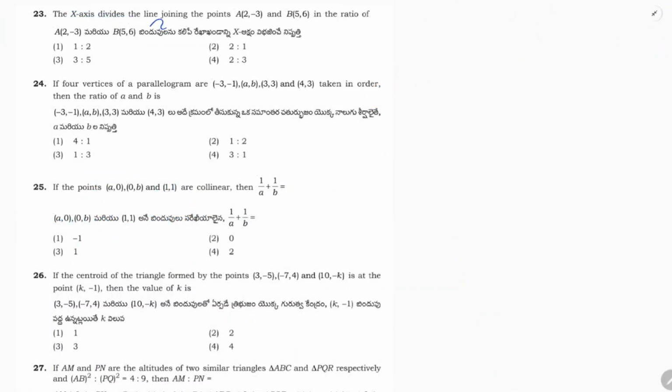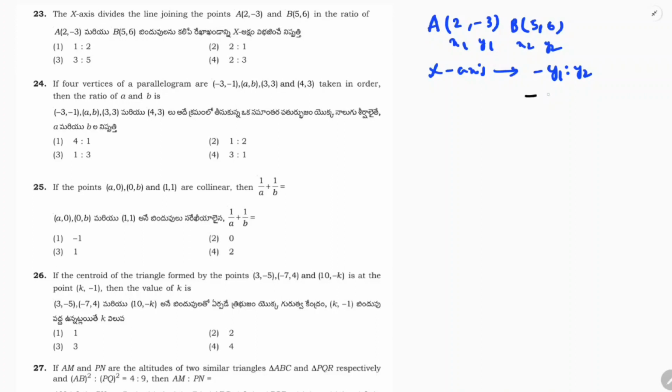The x-axis divides the line joining the points A 2 comma minus 3, B 5 comma 6. So x1 y1, x2 y2. For the x-axis, the formula is minus y1 is to y2. So here minus y1 is minus 3, y2 is 6. So 3 is to 6, which is nothing but 1 is to 2. So the correct option is 1.